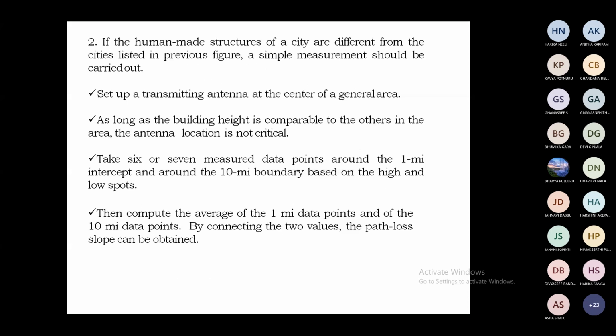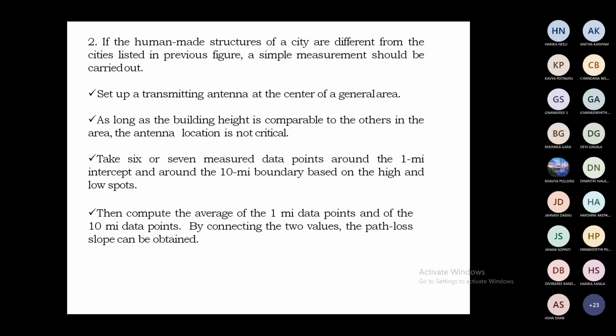Suppose the particular city is not shown, that is, the human-made structures of a city are different from those listed in the previous figure. In the previous figure, they had shown New York, open area, suburban area, free space, and Tokyo, Japan. But other than this, how can we calculate the path loss with respect to the 1 mile intercept point?